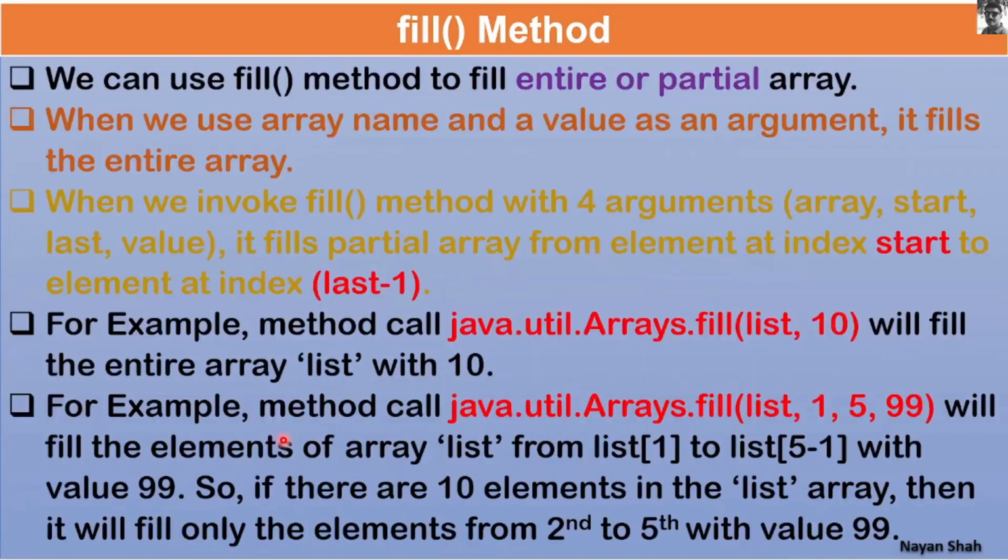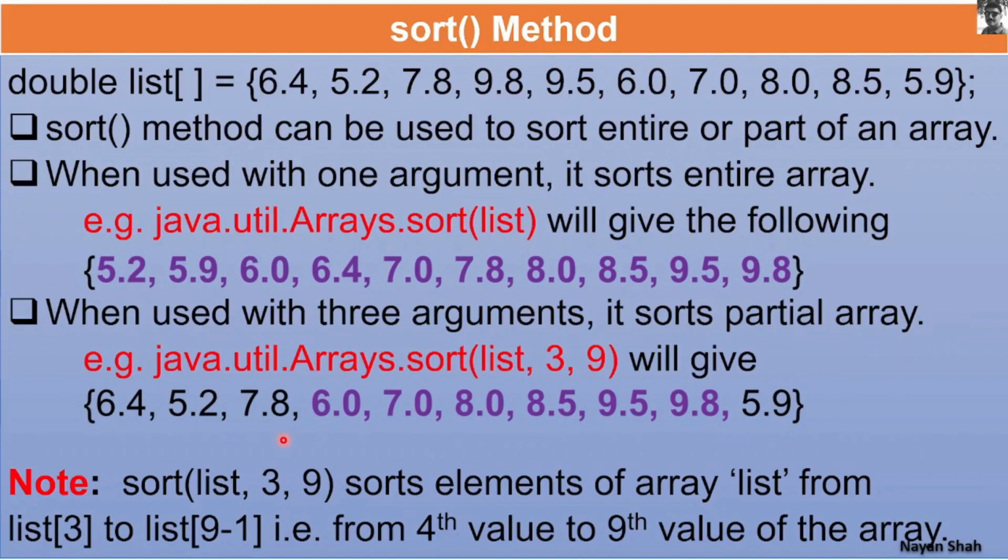array and how to sort the entire array, and how many arguments are required. That question is being asked in board exams quite often: to sort an entire array, how many arguments are required? So only one argument, and to sort a partial array, 3 arguments.